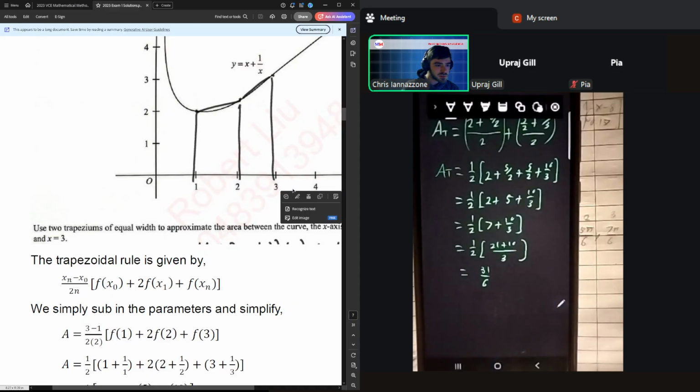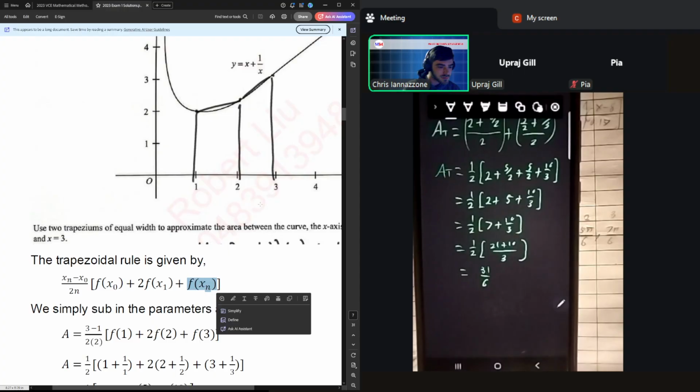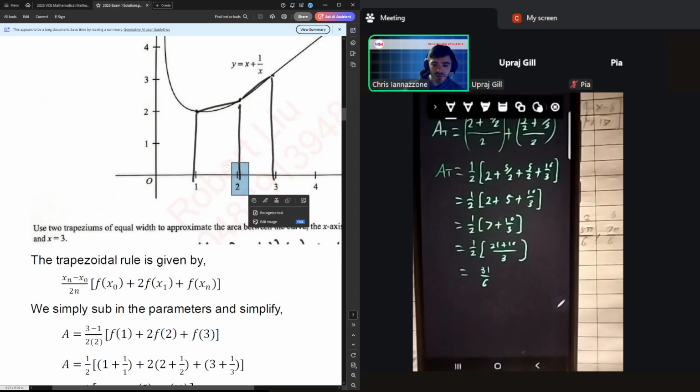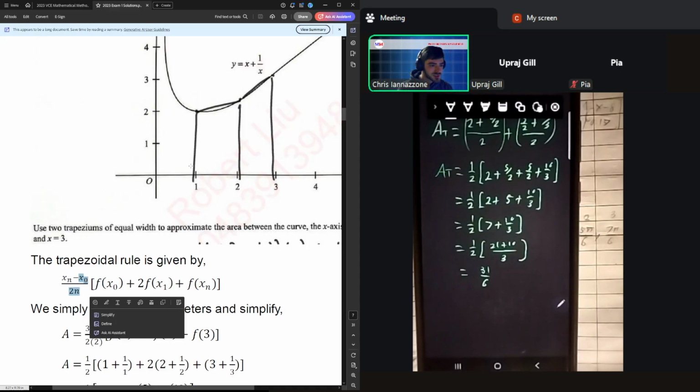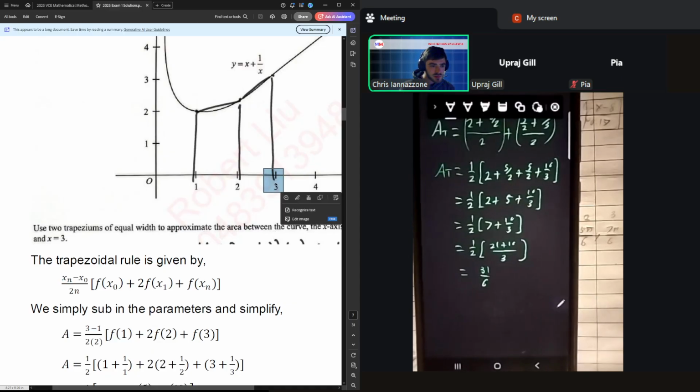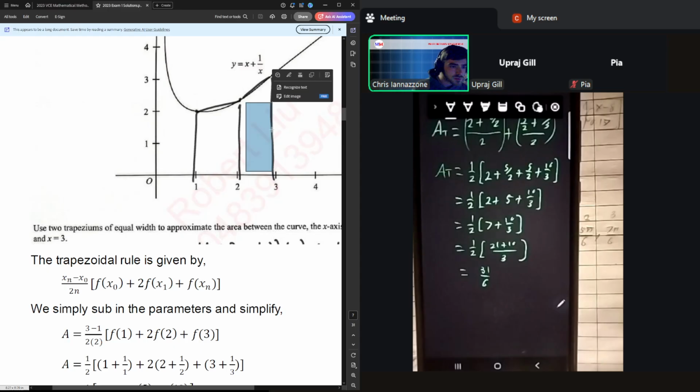So because this only spans from 1 to 3, you have x0, xn, so x equals 1 and x equals 3, and then everything else in the middle that you do have values for, you double the f of x. x0 is always the starting x value, that's why you have a 1 there. xn is always the final x value, that's why there's a 3. And n is the number of trapezoids that you use. So we've used 2 trapezoids, we've got n equals 2.